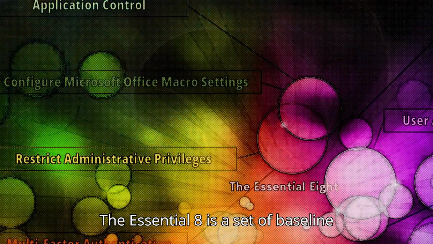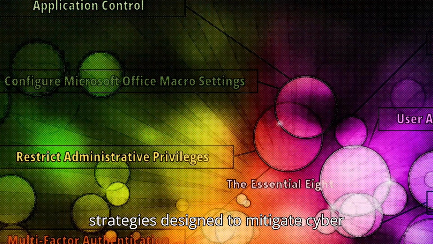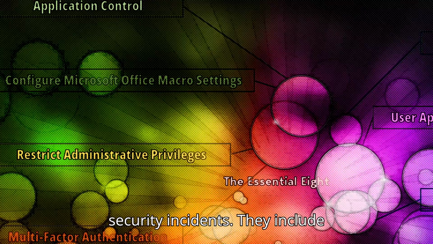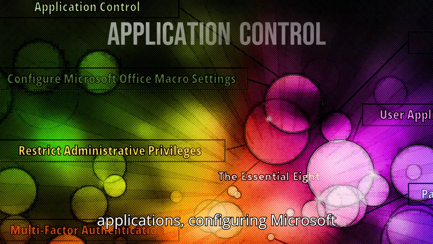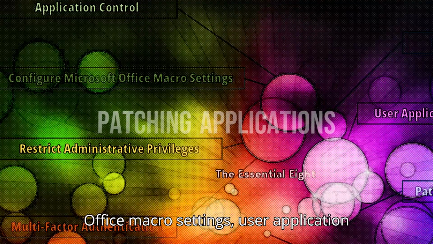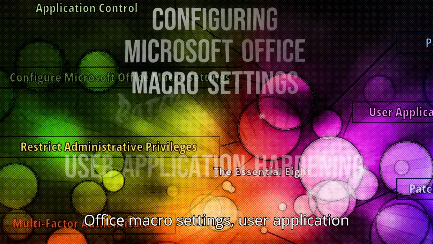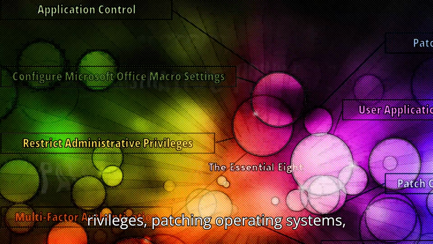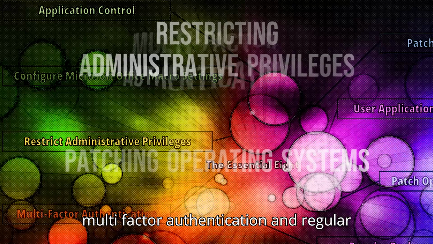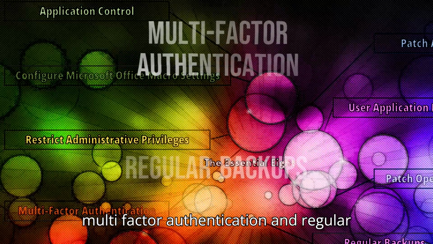The Essential 8 is a set of baseline strategies designed to mitigate cybersecurity incidents. They include application control, patching applications, configuring Microsoft Office macro settings, user application hardening, restricting administrative privileges, patching operating systems, multi-factor authentication, and regular backups.